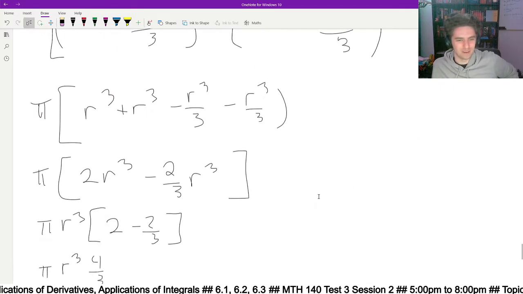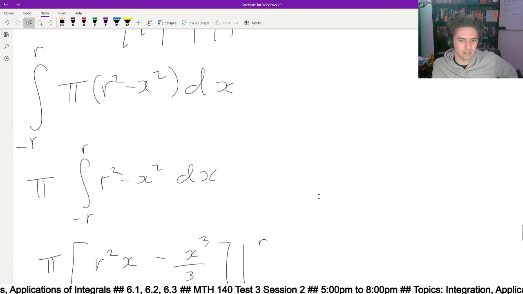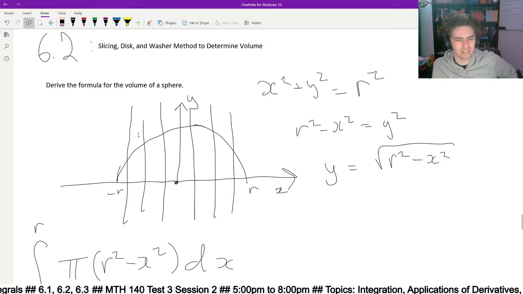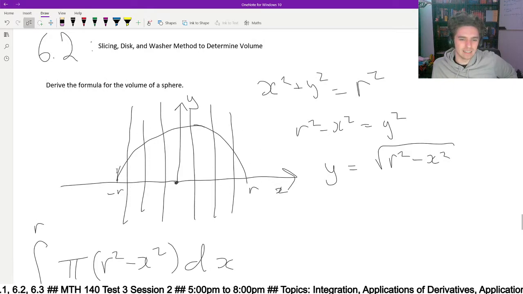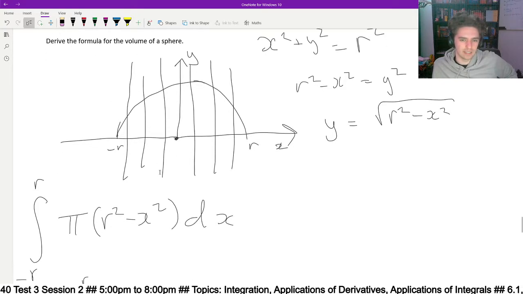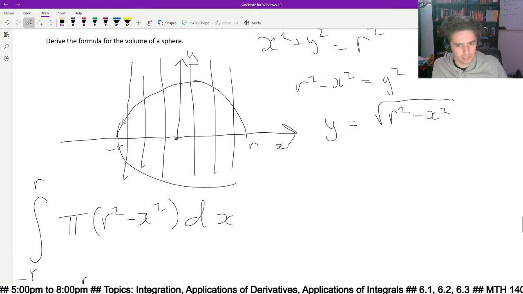That took more brain power than I expected it to. Okay, so there you go. 4 over 3 pi r cubed. That's the formula for the volume of a sphere. We did that by taking a semicircle, and then taking cross sections, right? Well, really, we took the whole circle. Sorry, that was kind of wrong. We did take the whole circle. It was just easier to look at as a semicircle, but we did take the whole circle.